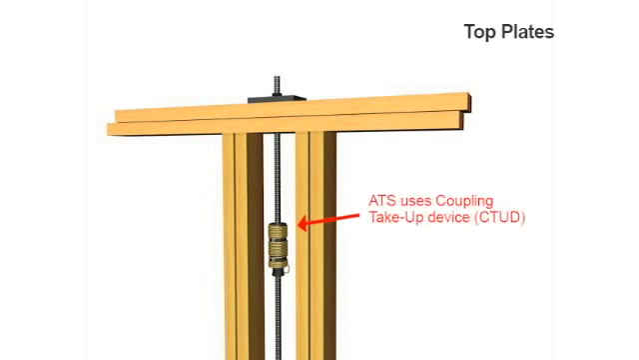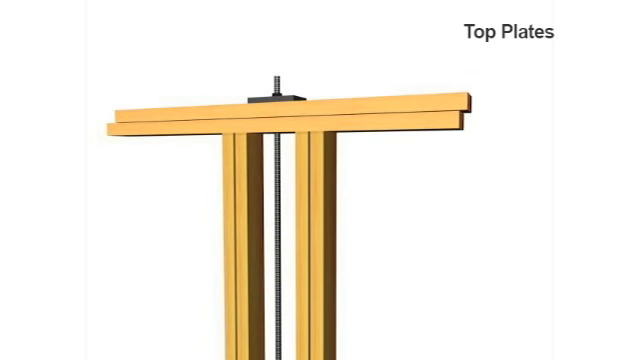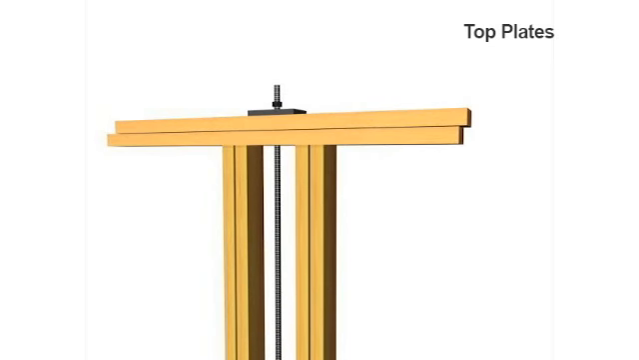At the top plate level, the CTUD below pulls the rod and nut down with the structure, and the gap from shrinkage at the double top plates is prevented. Because the shrinkage at the double top plates is small, a CTUD below is optional.